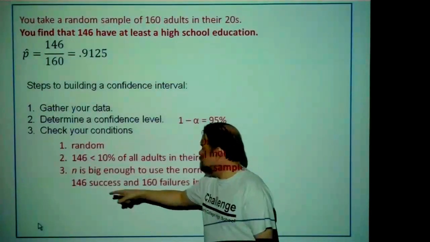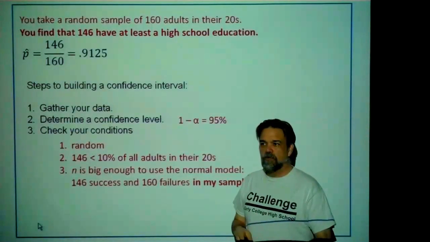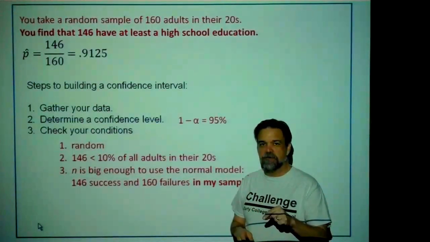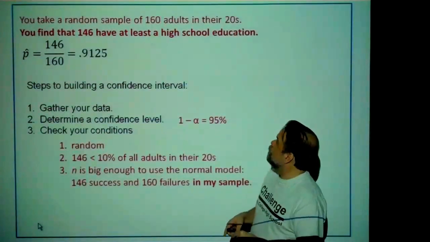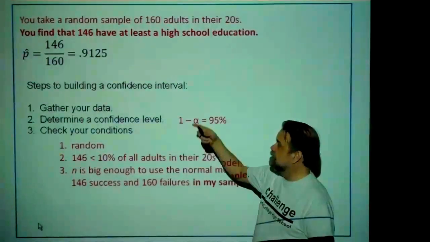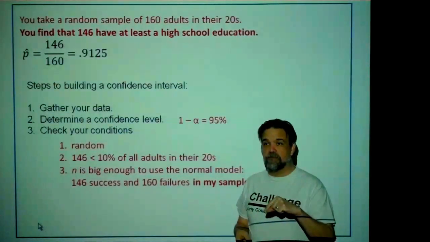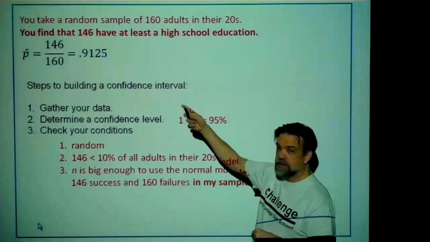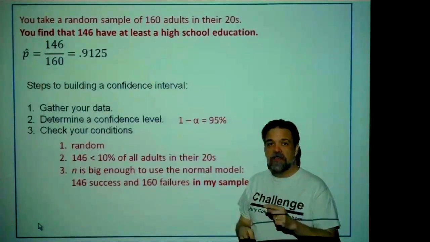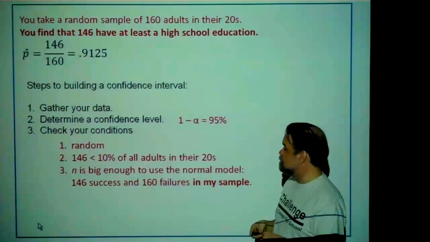And I need to make sure that N is big enough to use the normal model. Except, remember, the way that we do that is we multiply N times P and N times Q. We don't have a P and Q. All we have is a P hat and a corresponding Q hat. So that means we need to look at N times P hat, which is the number of successes, 146, and N times Q hat, which is the number of failures, which in this case is 14.